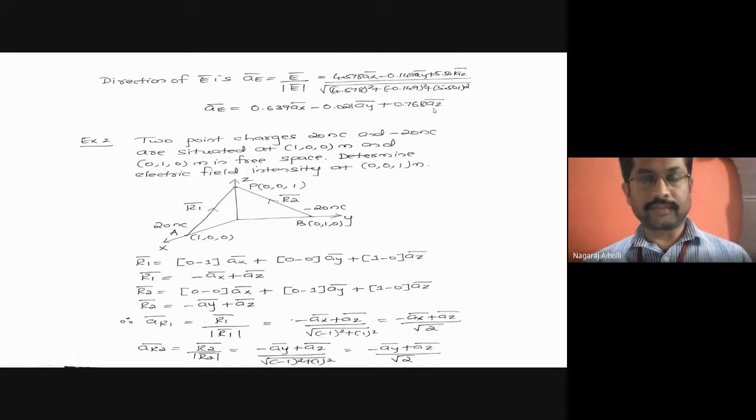This is how we are finding the direction of the electric field intensity. It is given by its unit vector. The unit vector is the vector of the electric field intensity divided by its magnitude. That gives its direction.